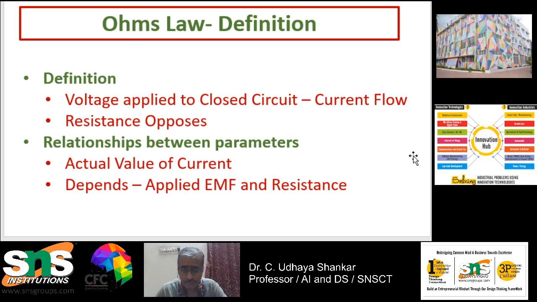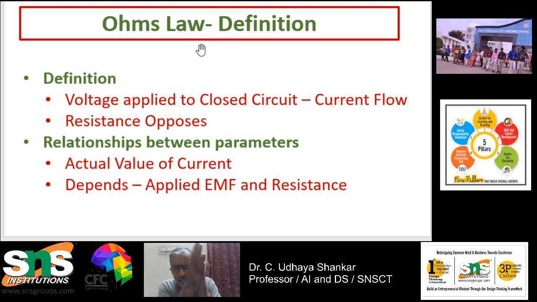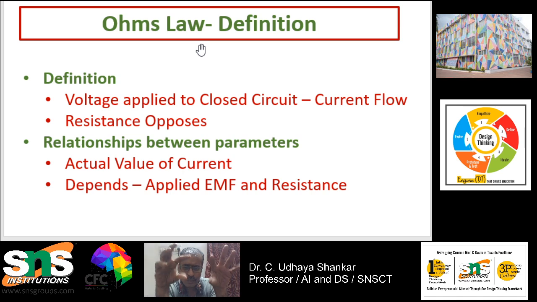Ohm's law definition. What do you mean by Ohm's law definition? Initially, we want to find some relation between voltage, current and resistance. Why do we want to find the relation between them? Because they are all dependent on each other. When you change the magnitude of resistance, automatically the magnitude of current or voltage should change.